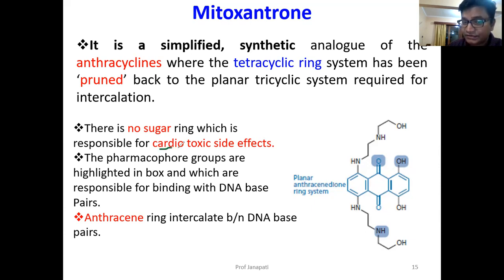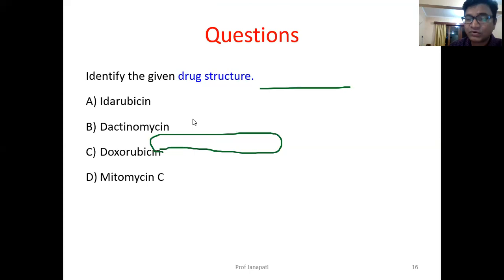That's why the cardiotoxicity effect of this drug is very, very less. And one more thing is that the four-membered ring is converted to a tricyclic system. This system is responsible for intercalation. So this is one more drug, mitoxantrone, which has less cardiovascular effects. From this, we can tell that the sugar molecule is responsible for cardiotoxicity. So let us learn through some questions.